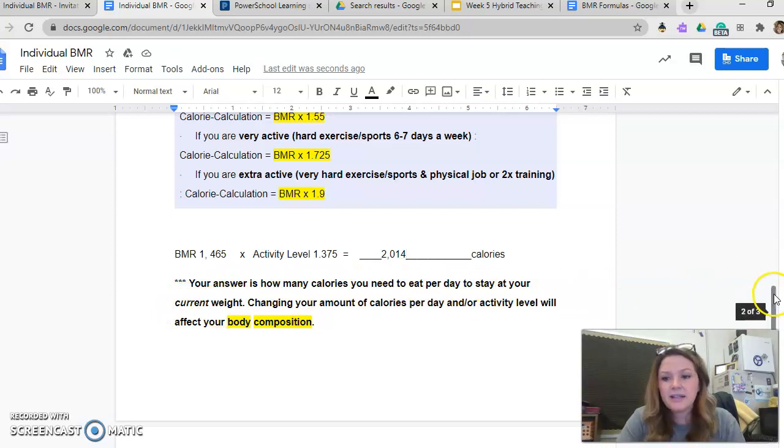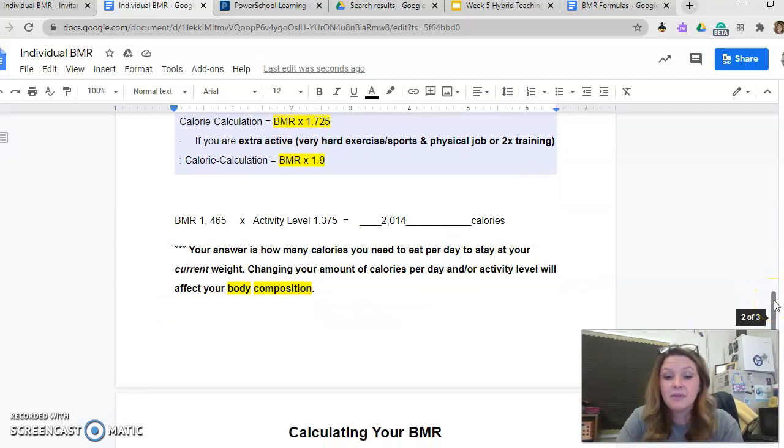Okay, if we're trying to get to a healthy weight, if you were to calculate your BMI and see what category you fall into, whether you're at a healthy weight, underweight, or overweight, you would want to change this number here. Because if we change this number, then we're going to change our total body composition. And that's what I mean when I say calculating your BMI and finding what category you fall into.